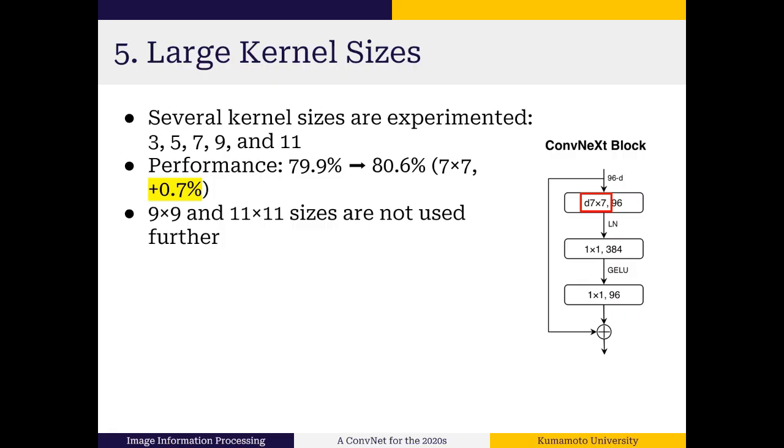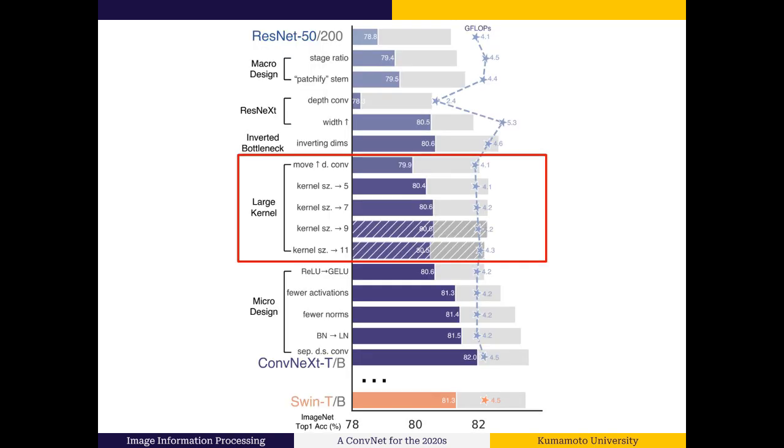Different kernel sizes are tried out in this experiment, from 3 by 3 to 11 by 11, and the best performance was obtained using 7 by 7 kernel size, which improved the accuracy by 0.7%. Therefore, 9 by 9 and 11 by 11 kernel sizes are not used further. In the performance chart, we can see that the accuracy is improved while keeping the flop roughly constant, so using large kernel sizes shows a good effect on ConvNet.